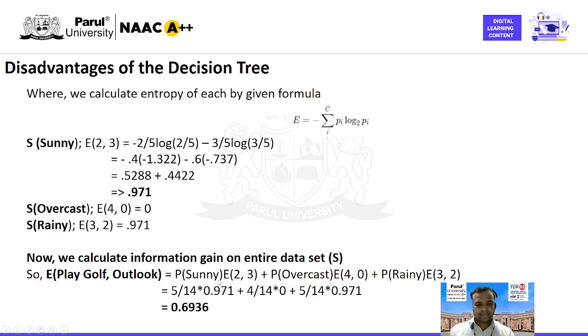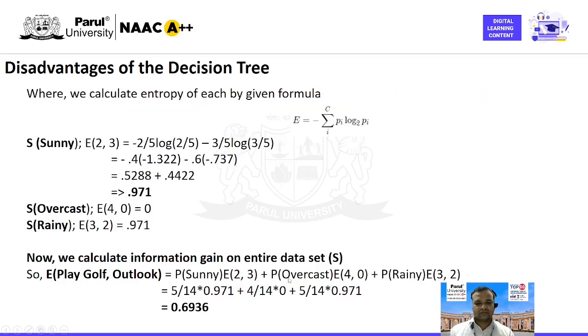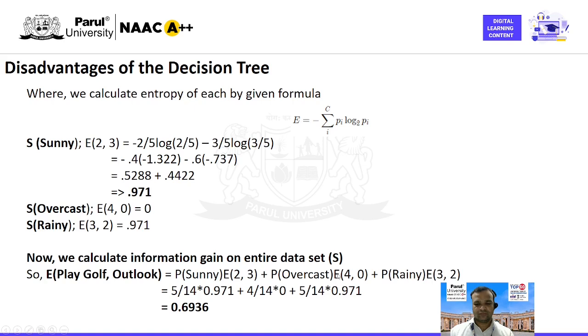P of sunny times entropy of 2 for yes, 3 for no. You can check here, 2, 3. Plus probability of overcast times entropy of 4 comma 0, because there are 4 for yes, 0 for no. Probability of rainy, entropy of 3 comma 2. All these values given here, you put them here, and you will get the answer 0.6936. Okay.